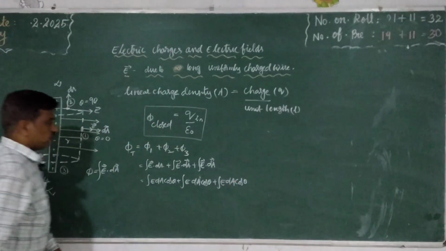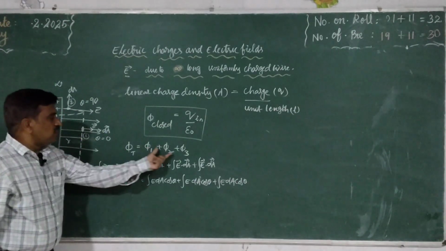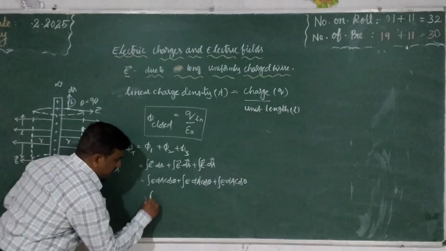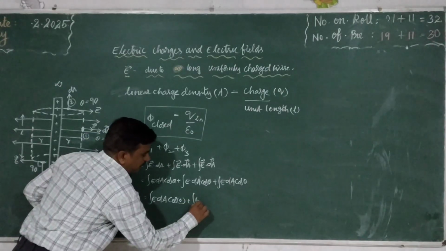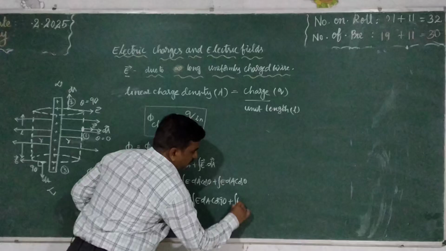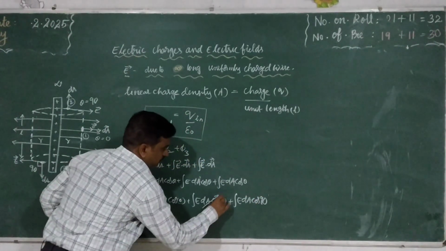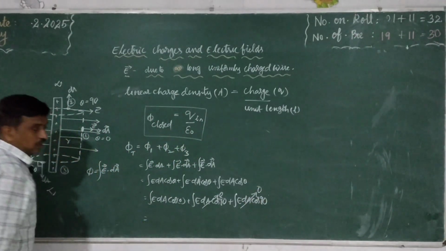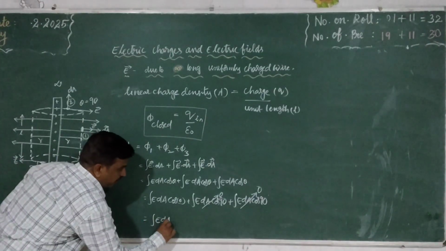Here, what is theta for the first surface? 0. Second surface 90. Third surface 90. So we can write integral E dA cos 0, integral E dA cos 90, and integral E dA cos 90. So the second and third are 0. For the first, cos 0 means 1, so we have the integral of E dA. The remaining two are 0.